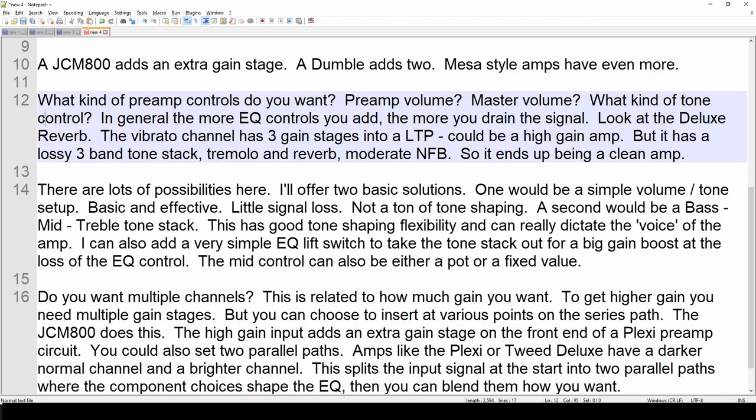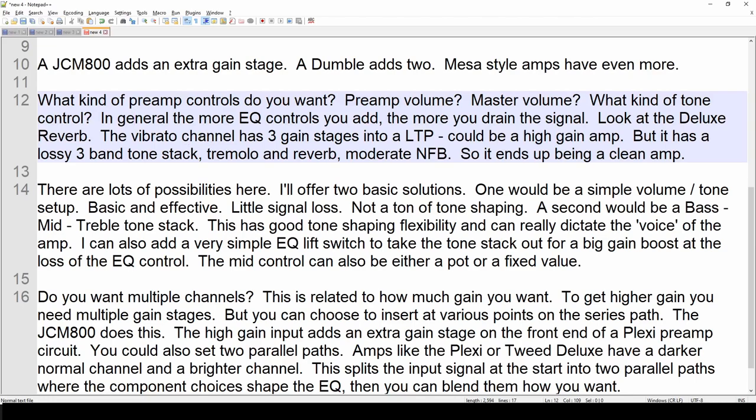What kind of tone controls you want, right? There are some amps that have none, some that maybe have just a single tone control. But then if you're wanting to jump up and have like a two or three band EQ where you've got bass treble or bass mid treble, those are going to suck out a lot of signal. So just by having those tone controls in the amp, you are losing a lot of your gain.